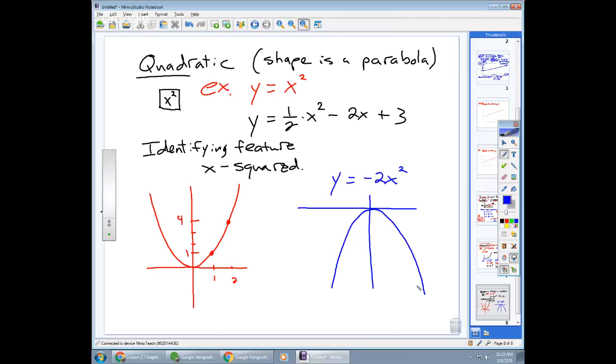And so this lesson is about, given an equation, trying to graph one of these and identify whether it's linear, exponential, or quadratic.